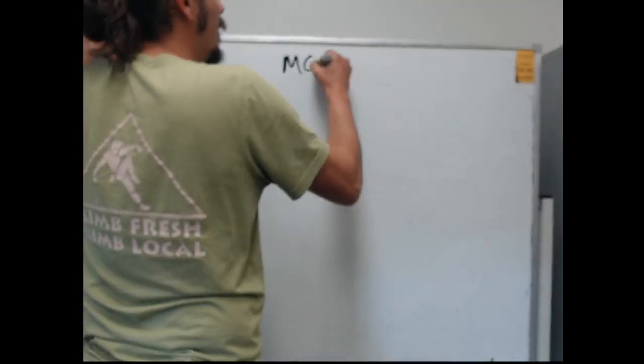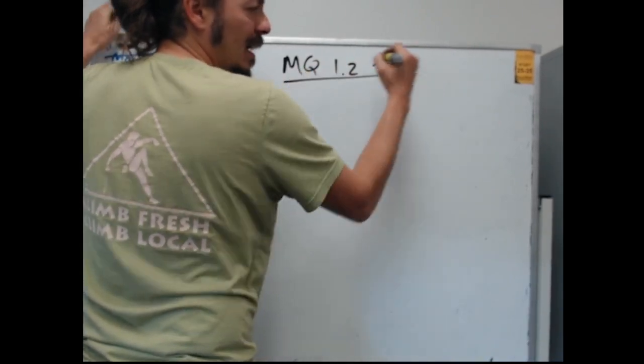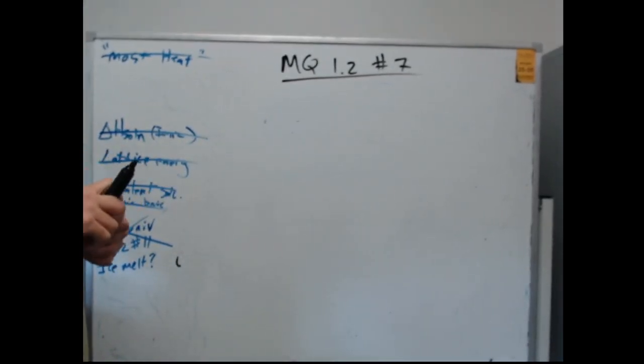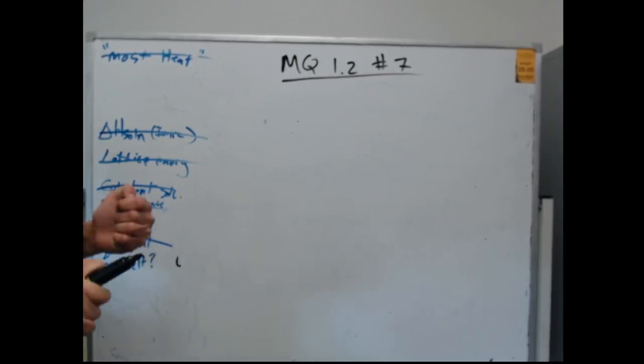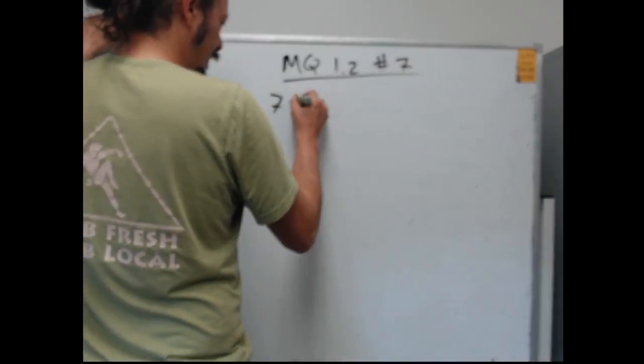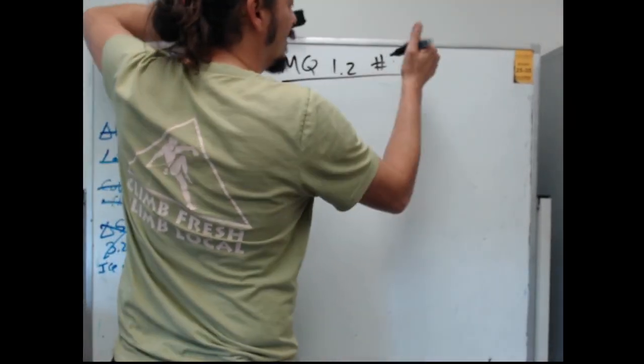Okay, so we're looking at MQ 1.2, number 7. Let me make sure it's number 7. Okay, so the problem says, a 78 gram, oh wait, sorry, this isn't the ice one. Number 9 is the ice one. Okay, sorry, switching to number 9, no worries.